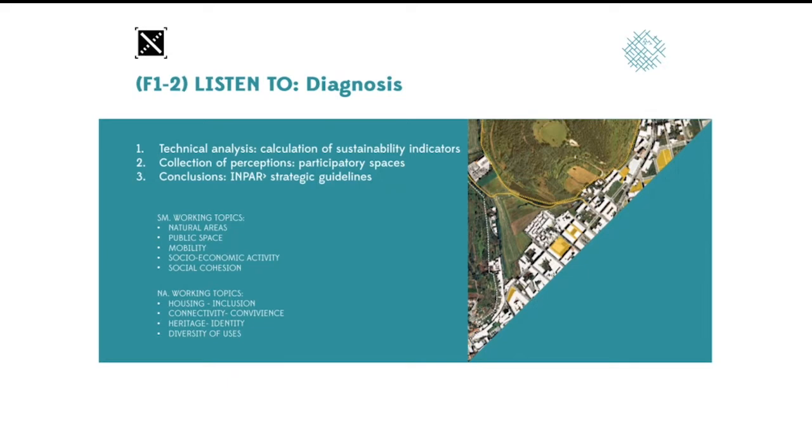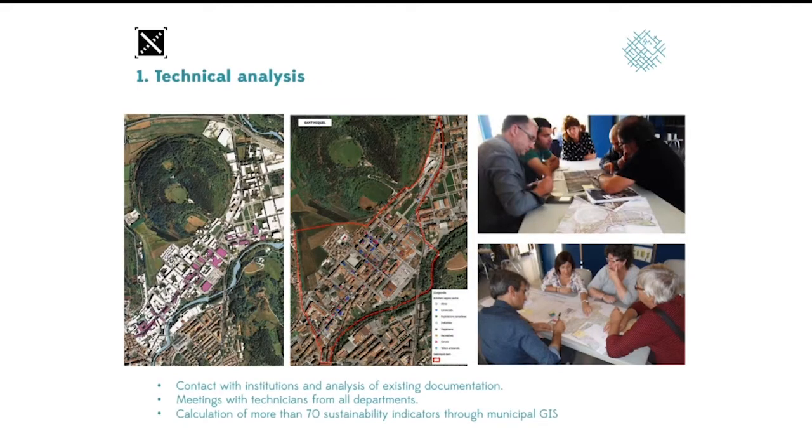For the diagnosis, as I said, we have this quantitative approach measuring the different indicators of urban sustainability according to different topics. For example, we have these working topics such as natural areas, public space, mobility, socioeconomic activity, housing, and so on. And for this, we measure over 70 different indicators on urban sustainability. We are measuring environmental indicators, social indicators, housing indicators, and mobility indicators, and so on. I mean, this is a very integrated approach for measuring the quality of urban sustainability.